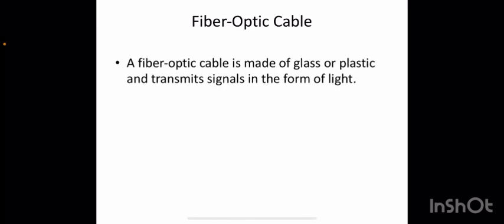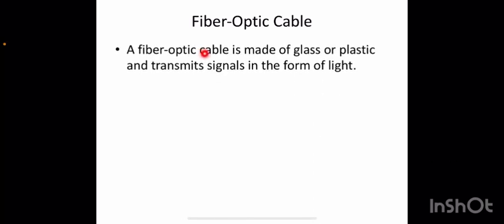Now coming to the third type of wired media, that is fiber optic cable, which is the most commonly used nowadays, right? So here the fiber optic cable is made of glass or plastic. Instead of metal, we are using glass or plastic to make the core, and the signals are transmitted in the form of light. Whereas in case of twisted pair, coax cable, etc., signals were in the form of electromagnetic or electric current, right? Here that is not the case. Signals are in the form of light to travel through this fiber optic cable.